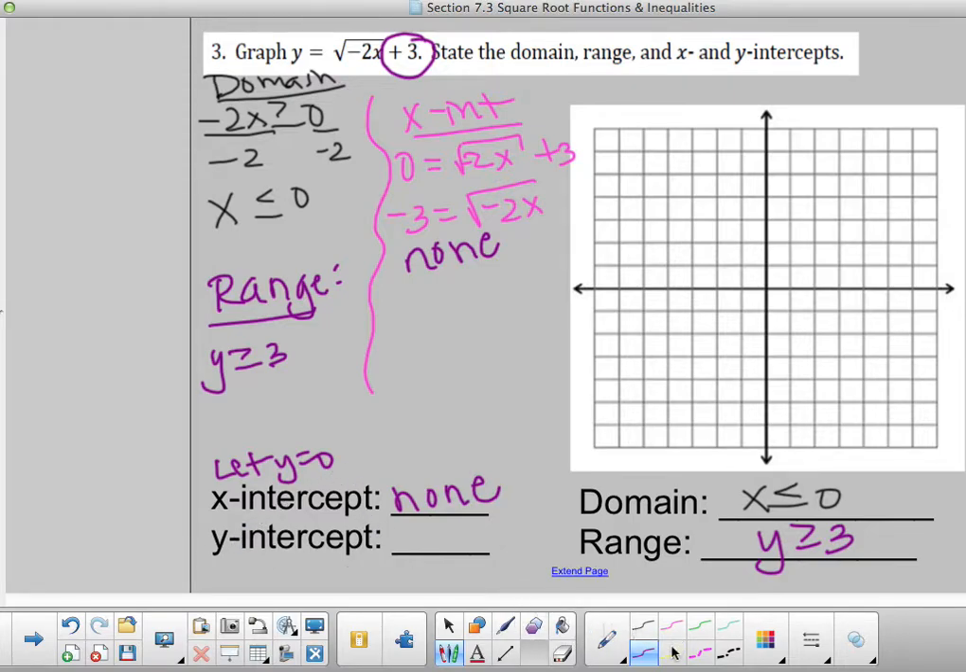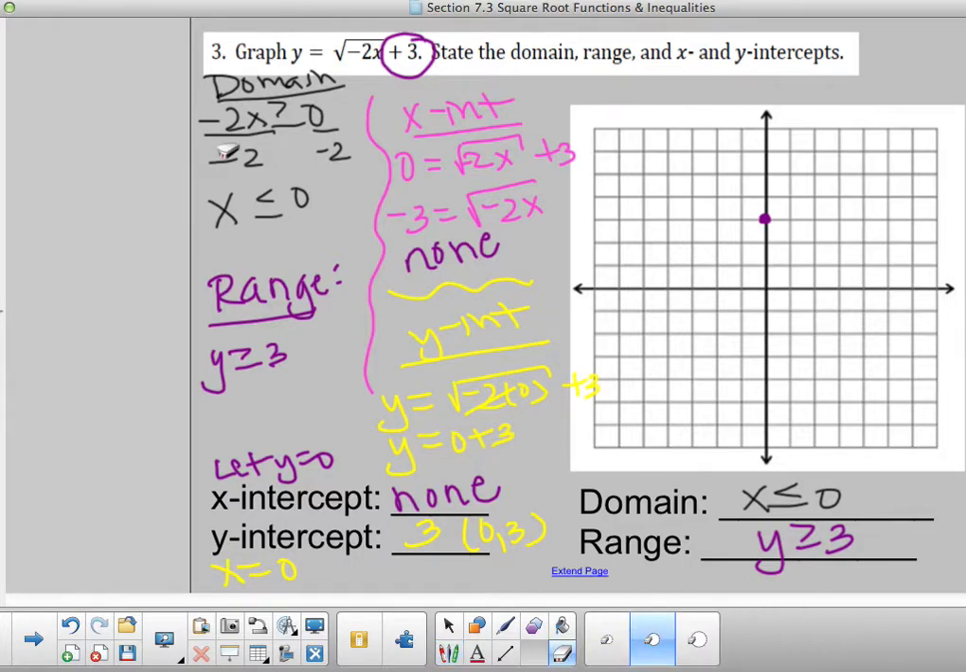My y-intercept, remember, is when x is equal to 0. So I have y is equal to the square root of -2 times 0, plus 3. -2 times 0 is 0. The square root of 0 is 0, so y is equal to 0 plus 3. So my y-intercept is 3. So it's really the ordered pair 3, 0. Sorry, excuse me, 0, 3. So we're going to plot that. So I'm going to have 0, 3. So I know for sure that's on there. Now the last thing I need to do is make a table and graph this. I'm going to run out of room, so I'm just going to erase some of this.